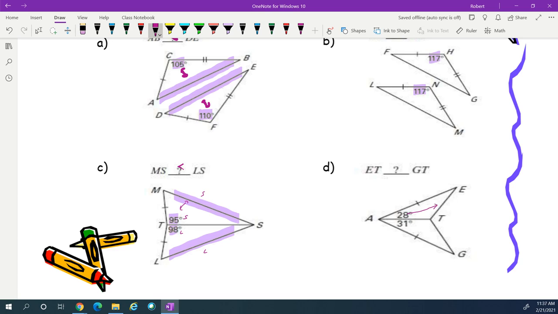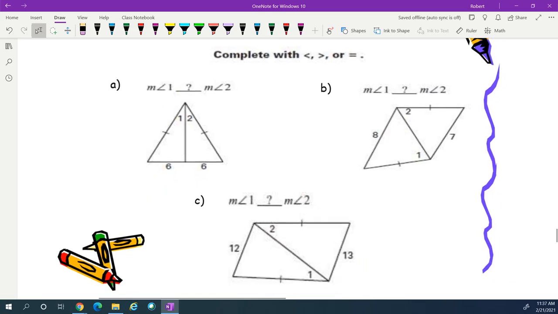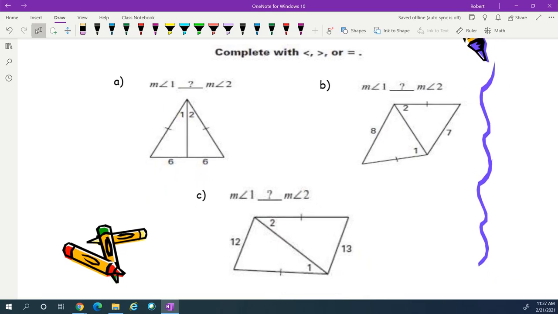28 with ET, 31 with TG. Smaller, longer. 28 is smaller than 31, so ET is smaller than TG. And we can fill in our less than or greater than symbols. We could do a few more examples here.